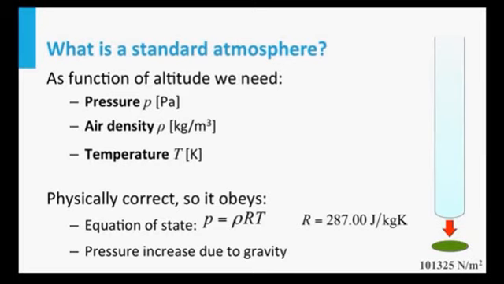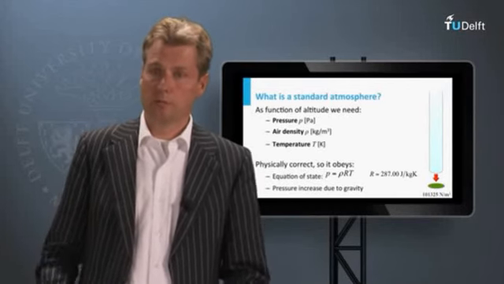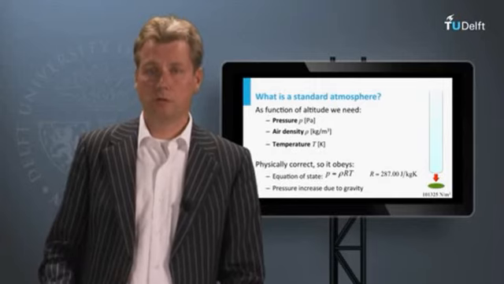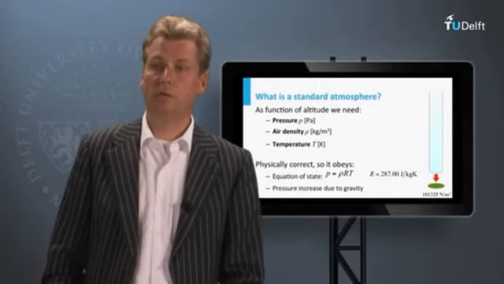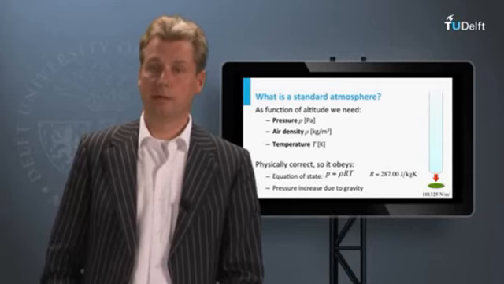We cannot freely choose these parameters. We have some limitations. We want to make sure that our model atmosphere, our reference atmosphere, is physically correct. So it needs to obey the previously derived equation of state, our gas law, so to speak. So P = ρRT is a law which we have to use. We still need more laws to really define this, and therefore we also need to derive how our pressure will increase due to the gravity when you get higher.